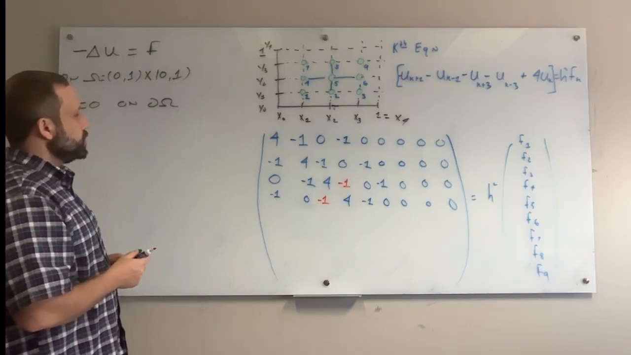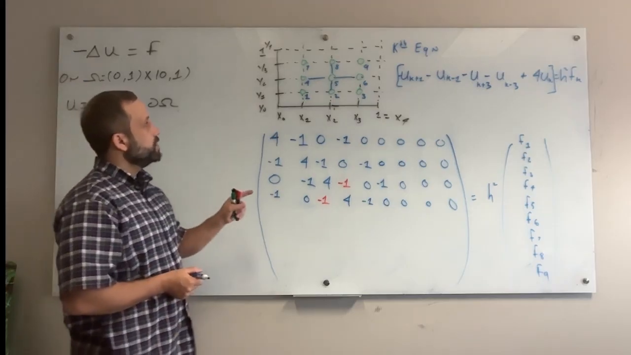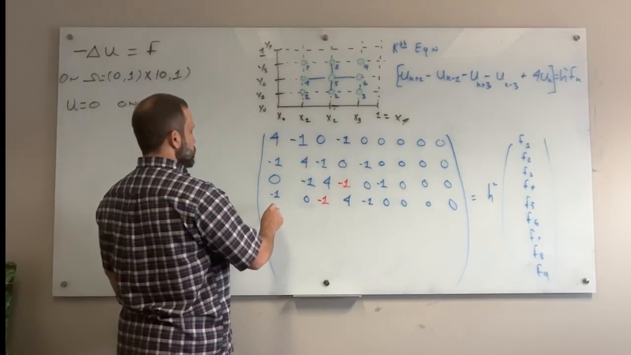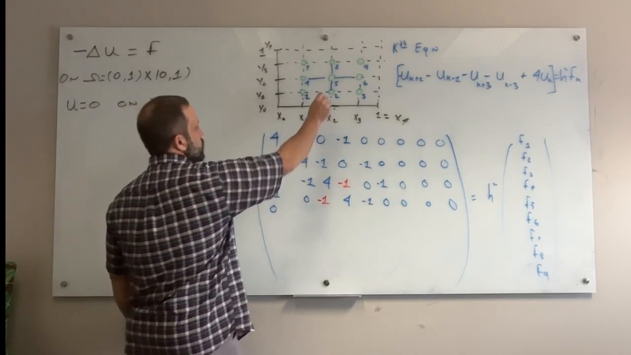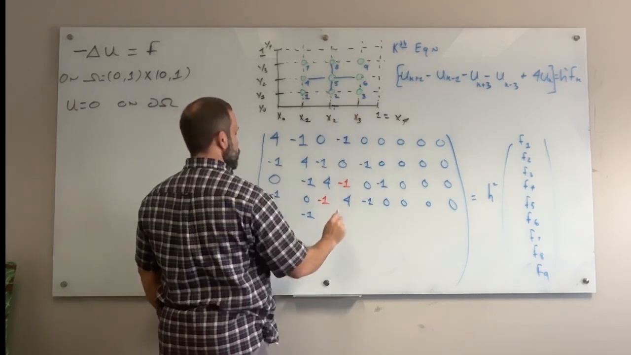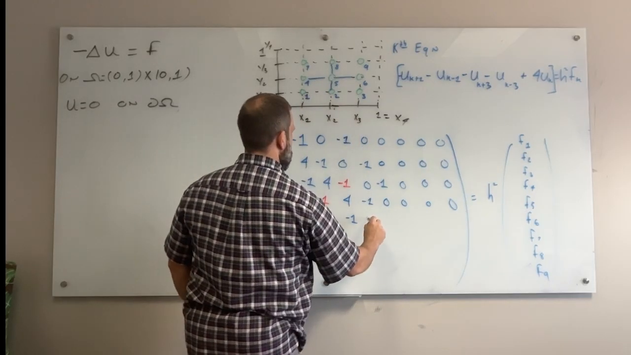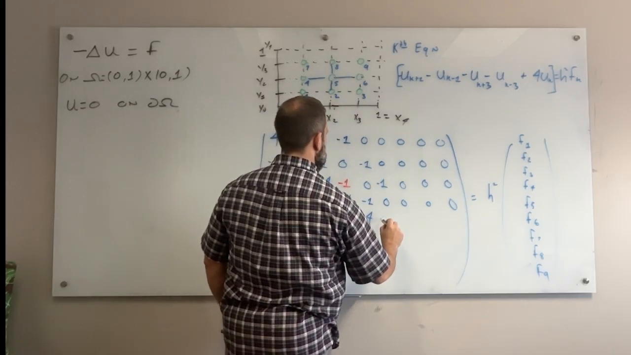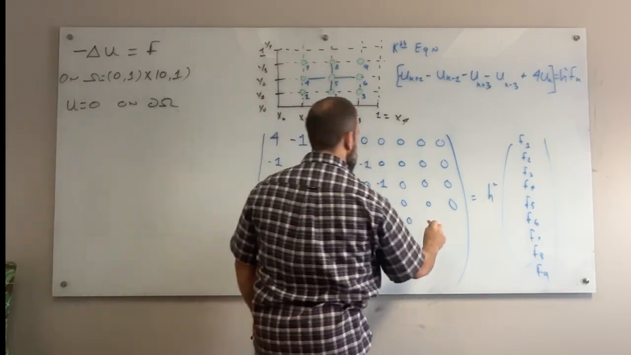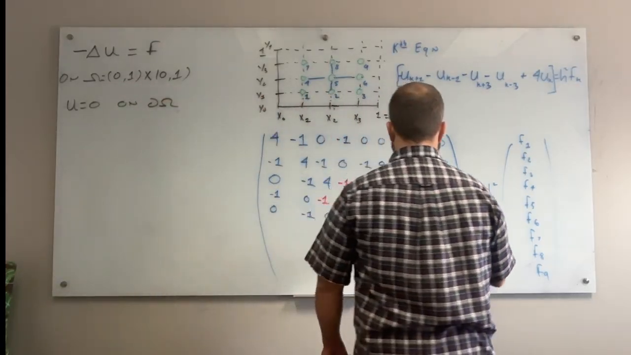Okay. Now what about for U5? So we're on the 5th row here, the 5th equation. Well, in this case, the formula and the stencil are going to give us the same thing. So the coefficient on U1 is 0. The coefficient on U2 is minus 1. The coefficient on U3 is 0. The coefficient on U4 is minus 1. The coefficient on U5 is 4. The coefficient on U6 is minus 1. The coefficient on U7 is 0. The coefficient on U8 is minus 1. And then the coefficient on U9 is 0.